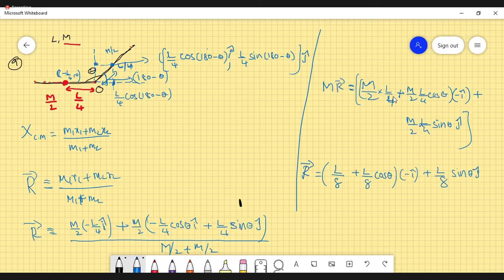Now you have to calculate the magnitude. How are we calculating it? It is nothing but the square root of x_cm square plus y_cm square. So we can do this one: L by 8 plus L by 8 cos theta whole square. Take L by 8 common outside. Then we have 1 plus cos theta whole square and sin theta whole square.